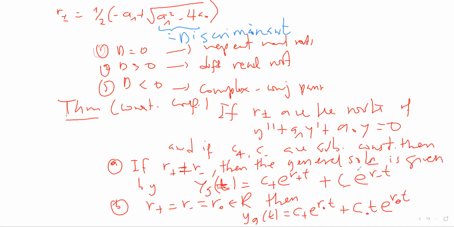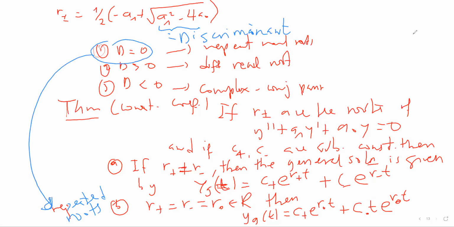So this is the case for repeated roots. In this case, you need to be sure that there's a t coming in here. But apart from that, if we are in the different real roots case, then you have the other form. So that's the main difference between repeated roots and independent roots.